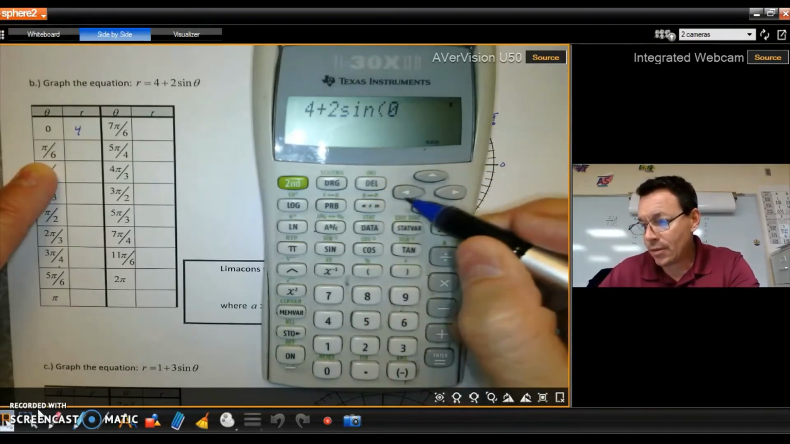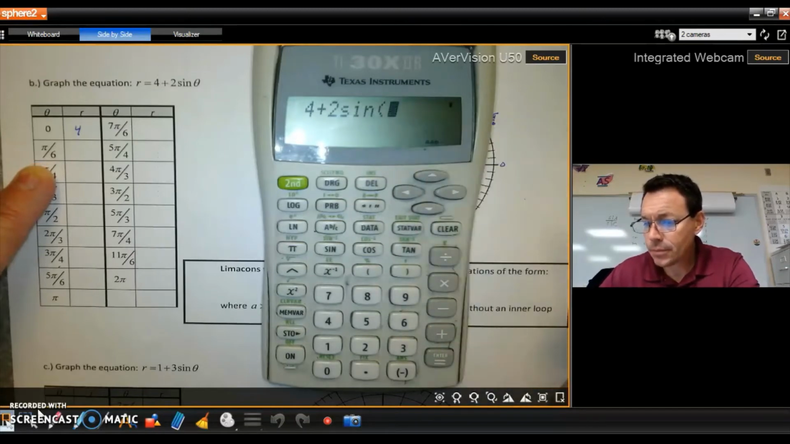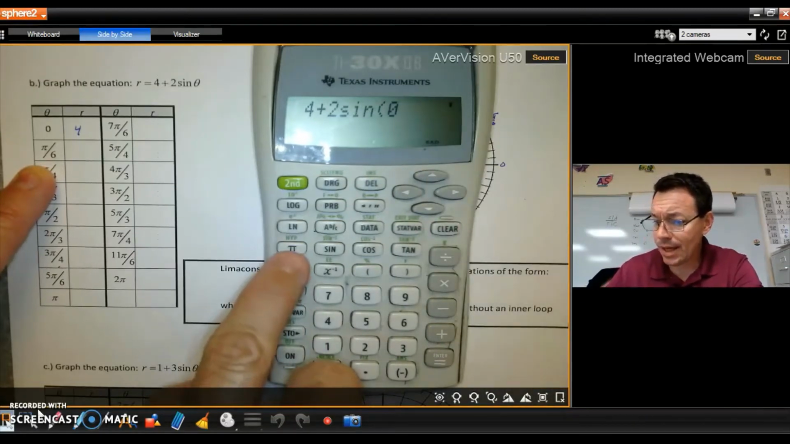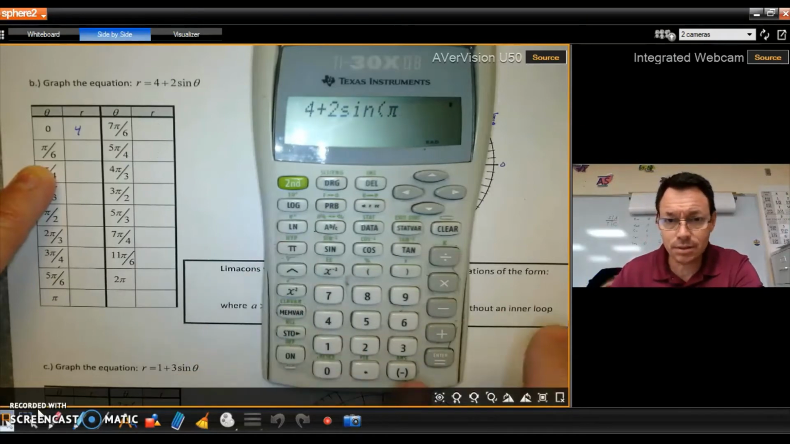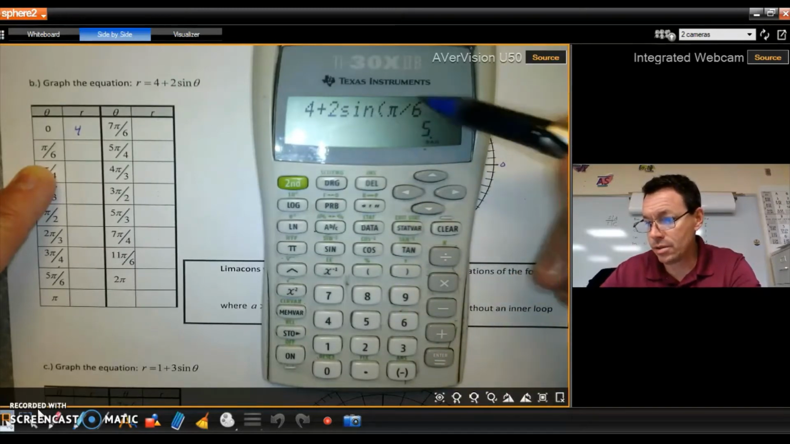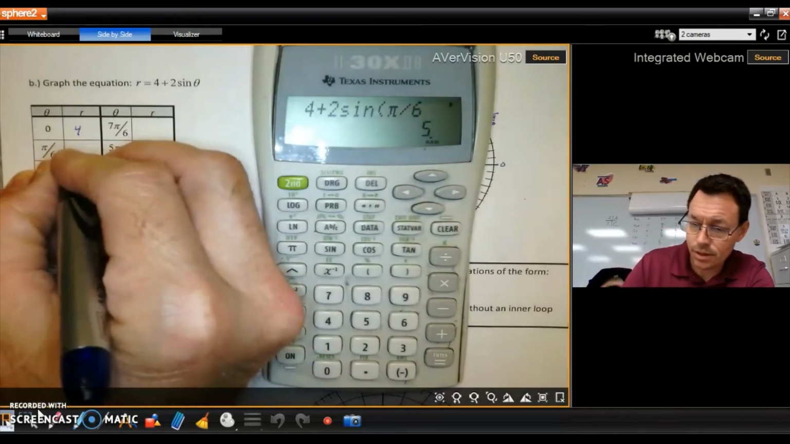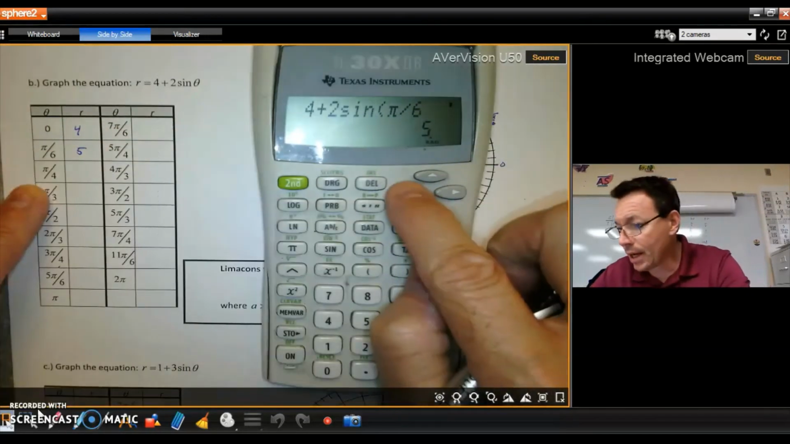A lot of you, if you've got little back arrows, can just go right up and edit that. So I'm going to type in pi over 6. Now I have an easily accessible pi button divided by 6. 5. That's the answer. So my calculator is in radian mode. It's dealing with this pi and the 6. So that's 5. And then I need pi over 4.